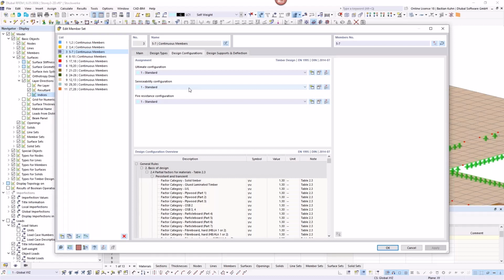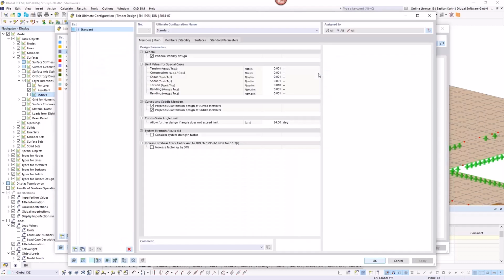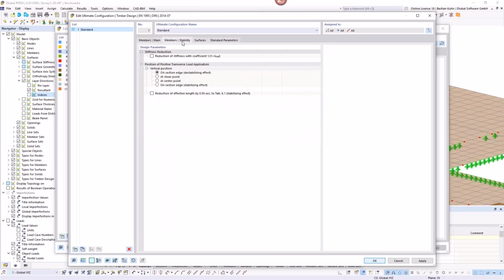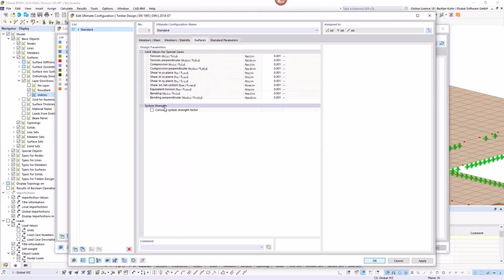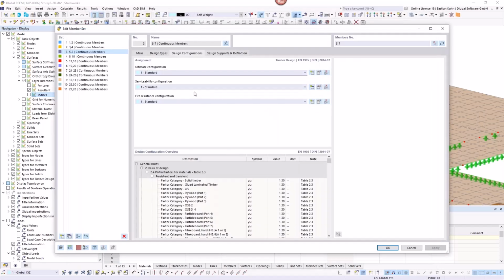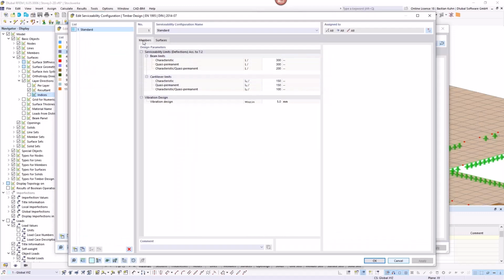That brings us directly to the design configuration. Well, the ultimate limit state configuration is then also not so much to do. You can consider the system strength factor. That would be something probably quite relevant in case we are getting right to the borders of the loading with the members. As I said, stability we do not do. And we have also the system strength factor for the surfaces. So it's always divided, ultimate limit state and serviceability limit state, into the definition of member and surfaces. It's more or less the same as what you input in here.